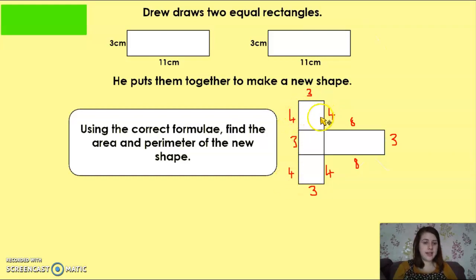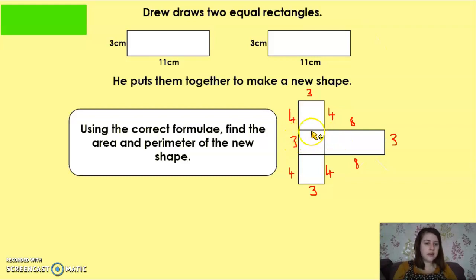I also can see that this length is the same as this length. So this must be 4 and this must be 4 also. Then I'm going to take this length, which should be 11. And I know that it's been cut off here to make it a little bit shorter. And I can see that this is clearly a square. So if this is 3, this must be 3.